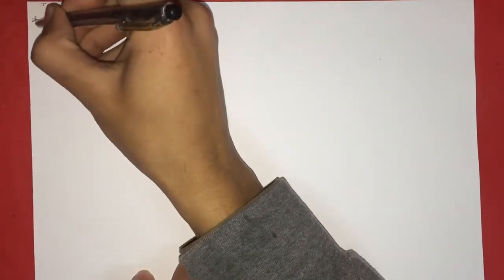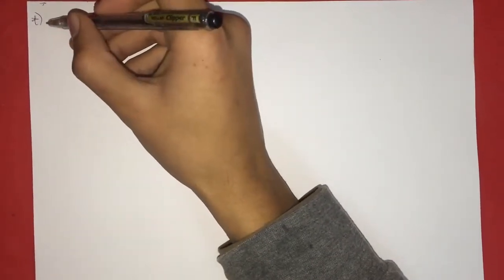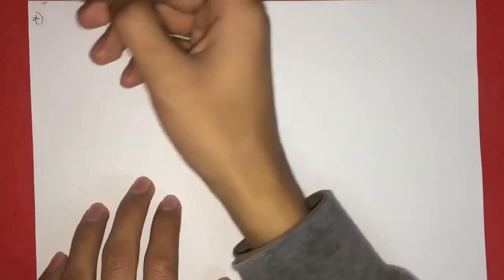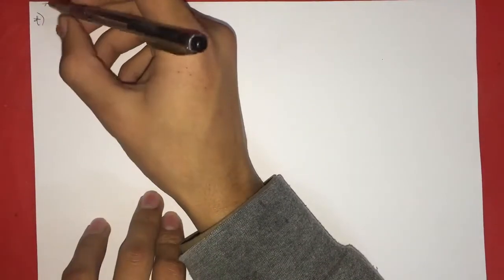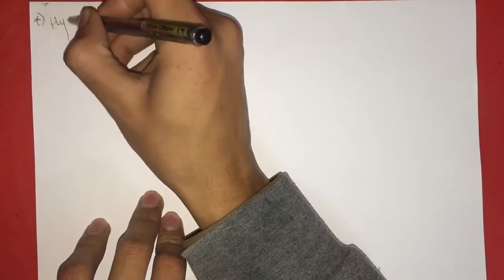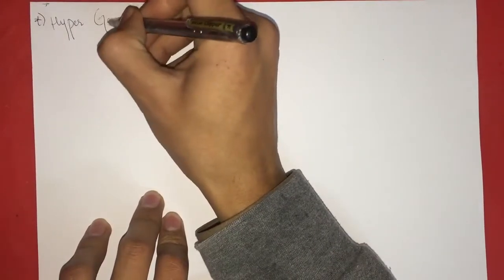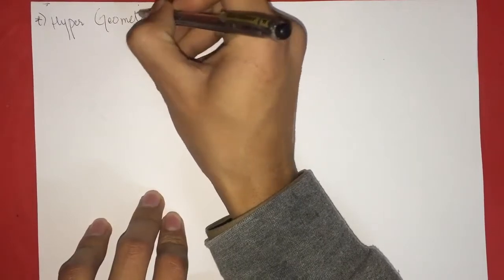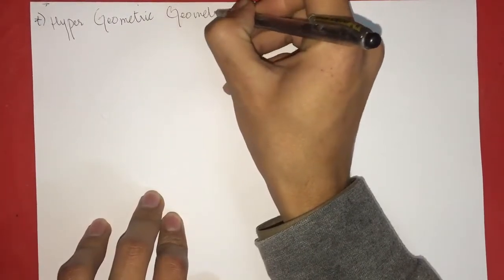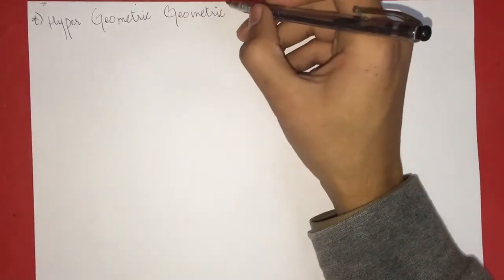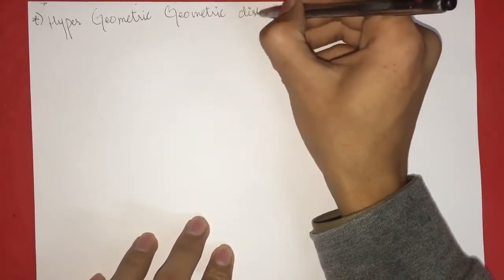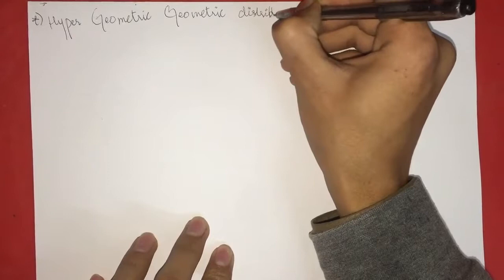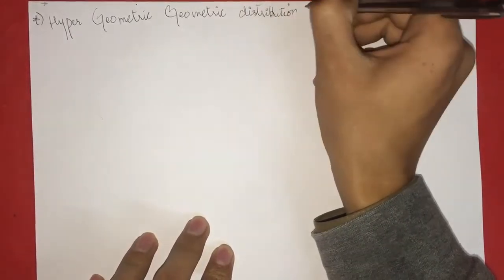So today what we are going to discuss will be about some distributions. We have already covered our binomial distribution. We have discussed what is a Poisson distribution, and today we are going to discuss what is hypergeometric distribution. Hypergeometric distribution of a discrete random variable. Sorry for my handwriting here.